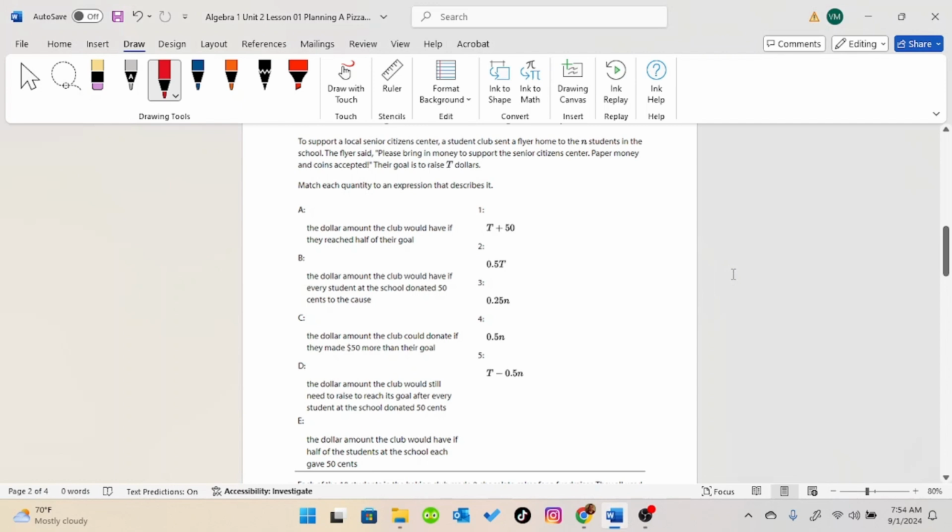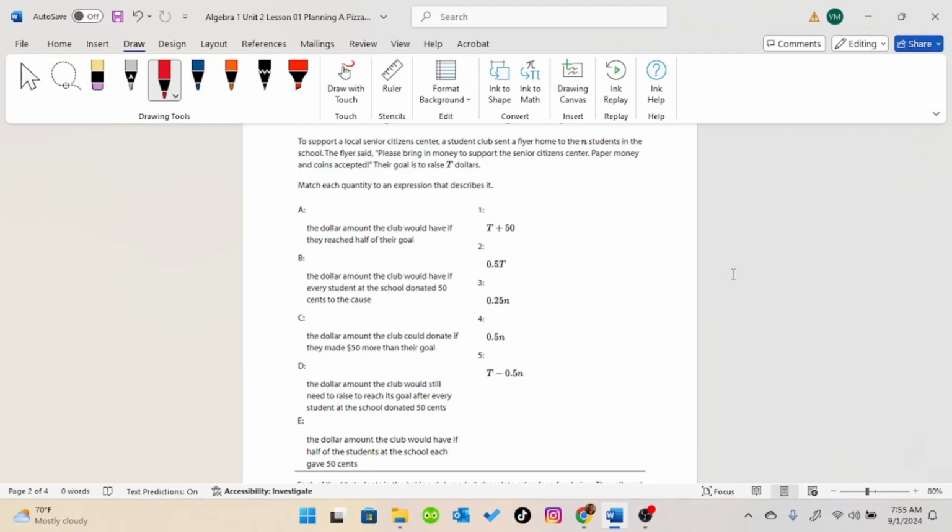Our next practice problem states, to support a local senior citizens center, a student club sent a flyer home to the unknown number N students in the school. The flyer said, please bring in money to support Senior Citizen Center. Paper money and coins accepted. Their goal is to raise some unknown amount T dollars. Match each quantity to an expression that describes it.